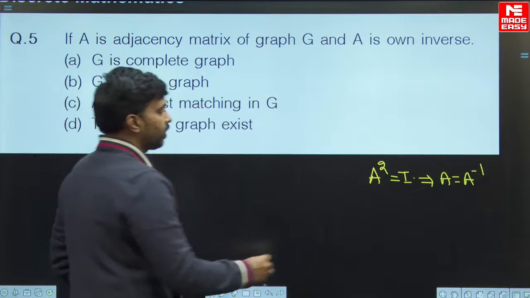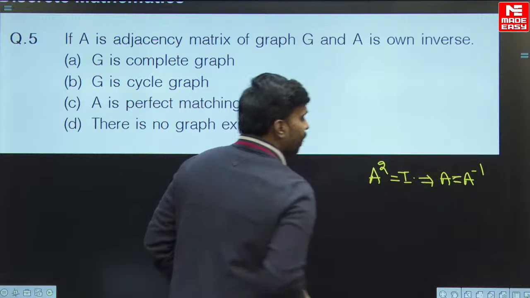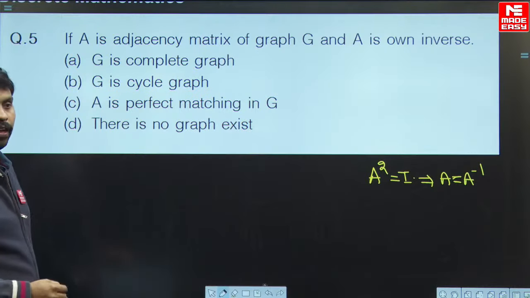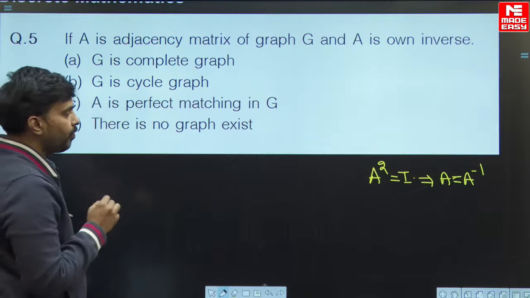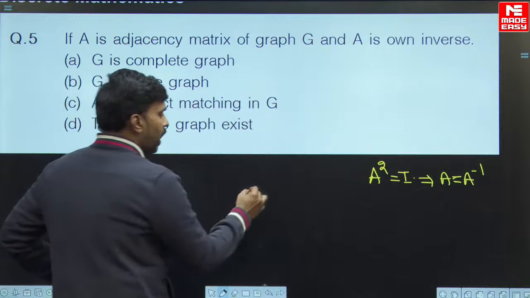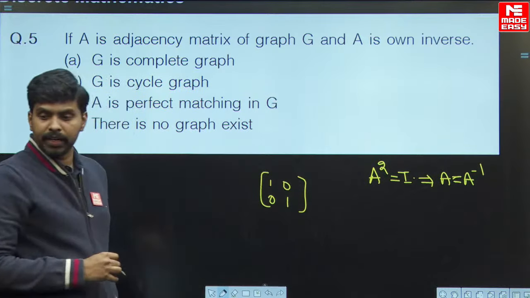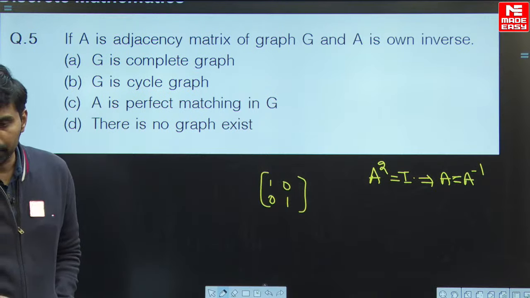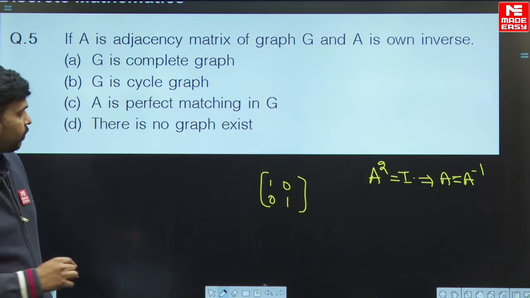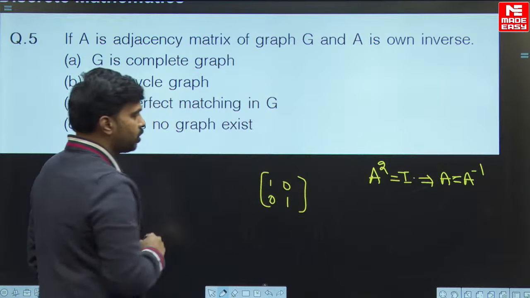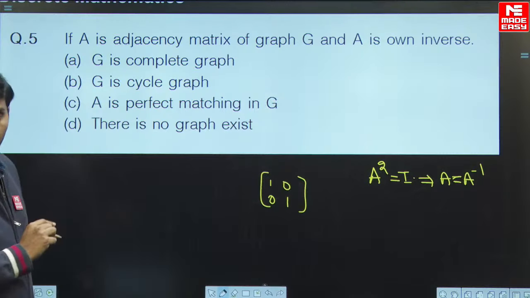Yes, there is a small difference in the graph, beta. Yes, A is equal to A inverse here. If A is equal to A inverse, a small example I can take is the identity matrix. If I look at the identity matrix, 1 0 0 1, this has its own inverse.